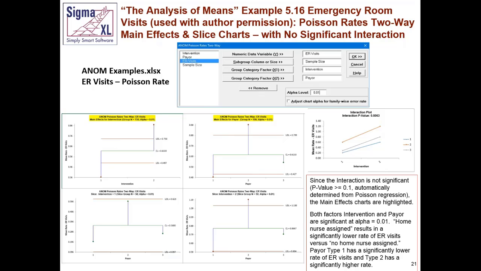Okay, so that's one example with a significant interaction and an example with no significant interaction, so the yellow highlight changes. In this particular example, I'm matching what's in the book, so I changed the alpha level to 0.01. In none of the examples in this tutorial are we adjusting the chart alpha for familywise error rate. But if you want to do that, you can check that. Essentially what that'll do is change the alpha levels. So in this case, it would be 0.005. Or if you started with 0.05, it would be 0.025.